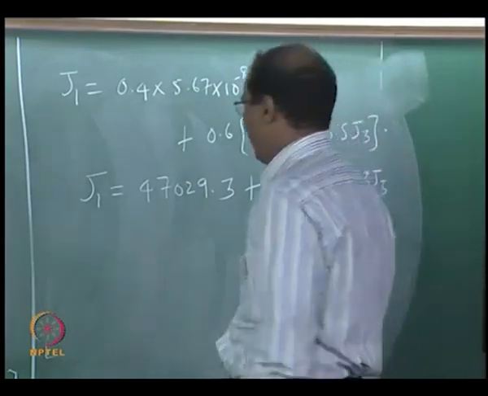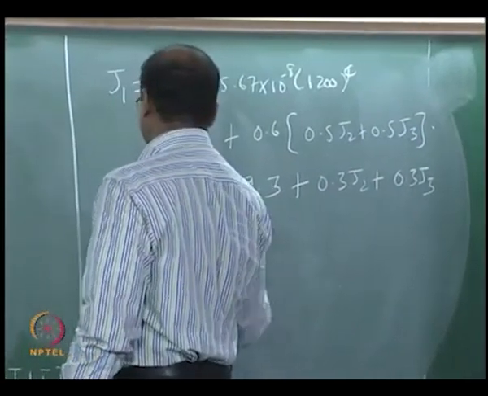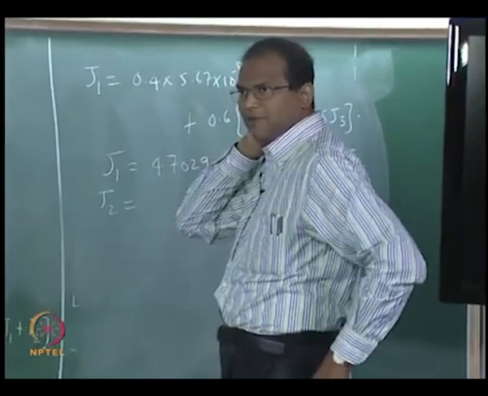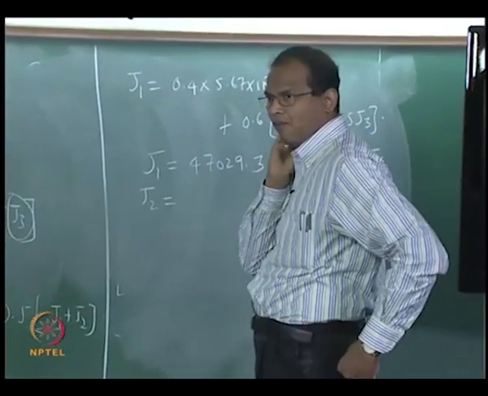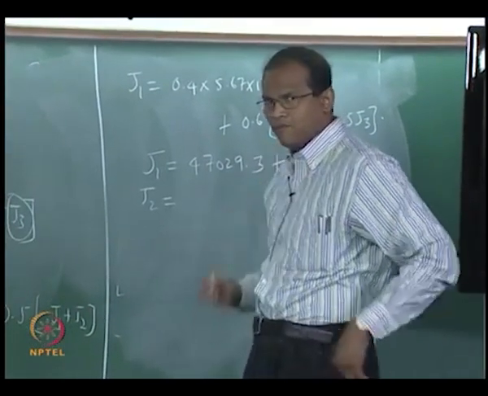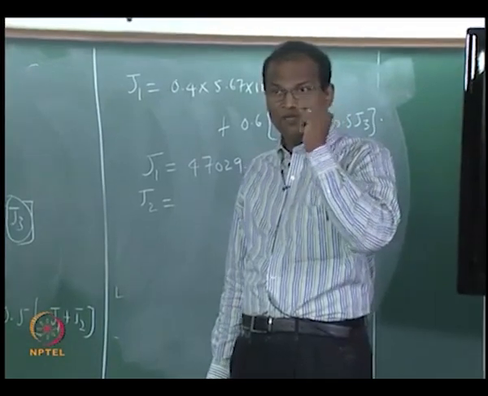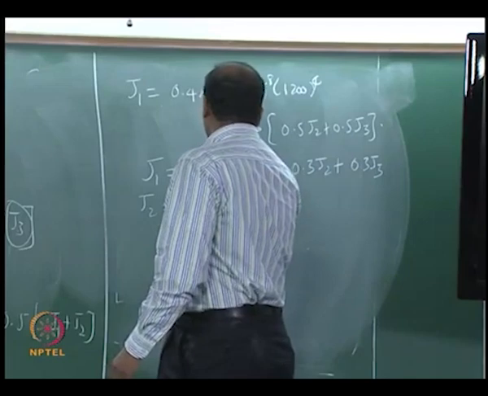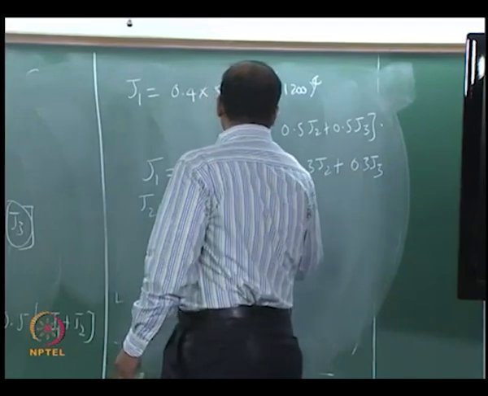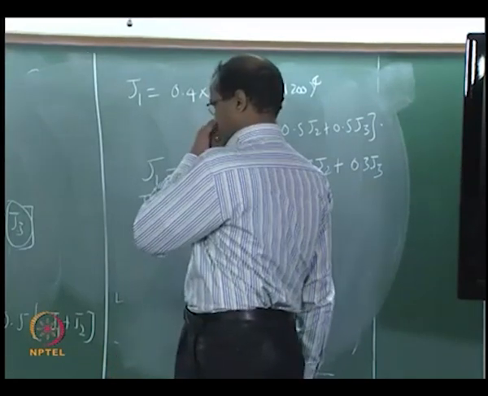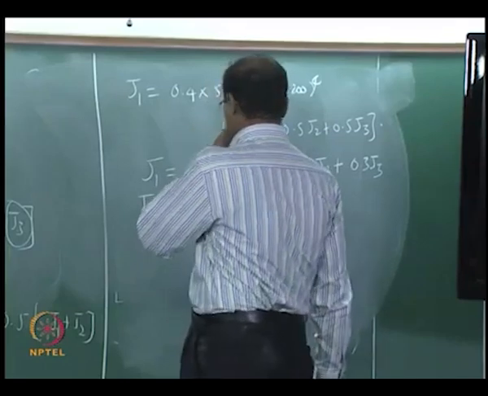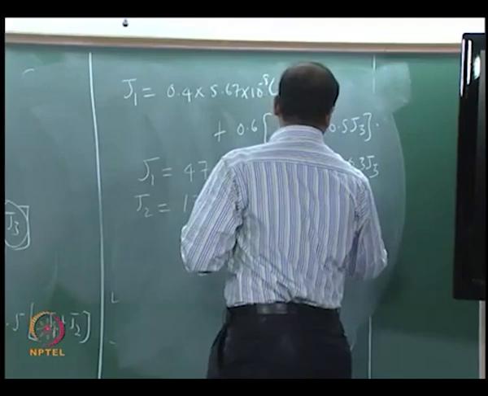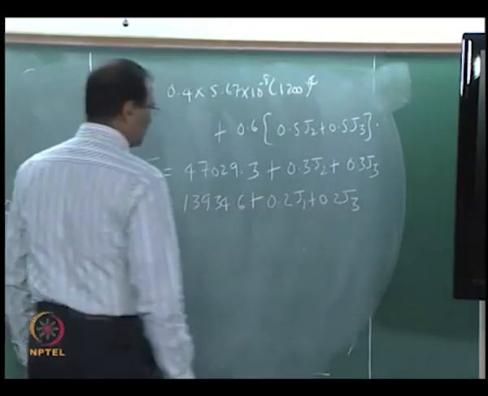Plus? Correct? J2 is equal to epsilon 2, which is 0.6. Can you substitute? Tell me that first term. Yeah, please. 13,934.6, plus... is it correct?